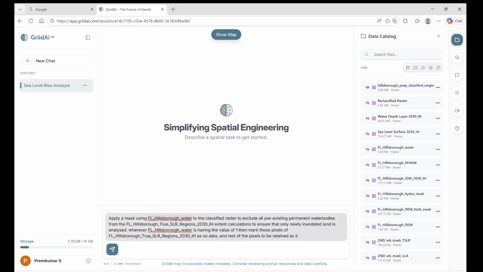The next step is to mask all the water bodies in order to avoid false positives. In order to do that, we'll be doing it on the classified raster.